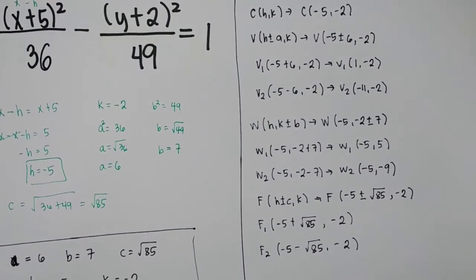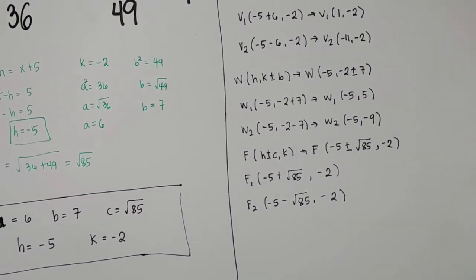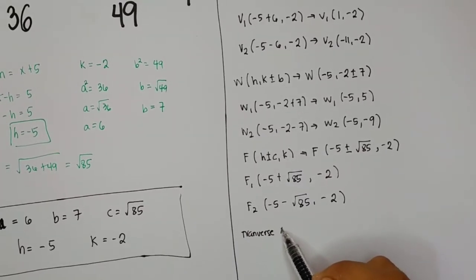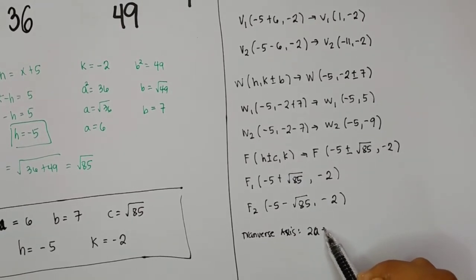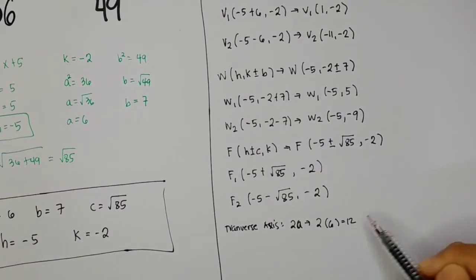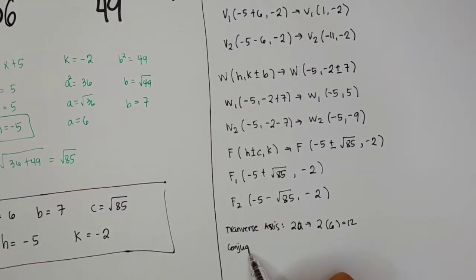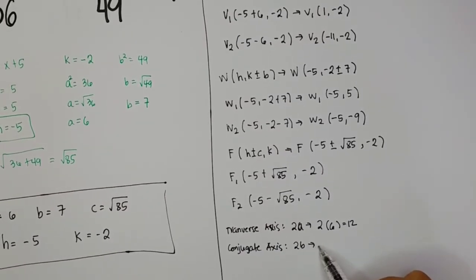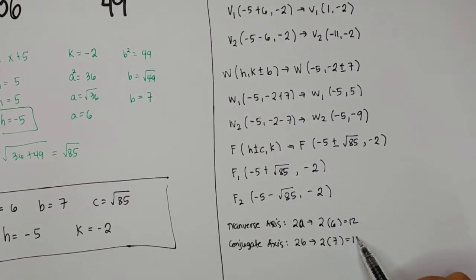So, try natin isolve yung length ng mga transverse axis. We have here our transverse axis length. That is 2A. So, this will be 2 times yung A natin. That is 6. So, we have 12 yung length ng transverse axis natin. About yung sa conjugate. Conjugate axis naman, we have 2B. So, that will be 2 times yung B natin, we have 7. So, 2 times 7, that is 14.